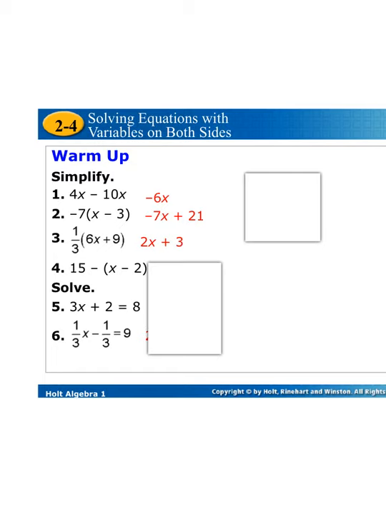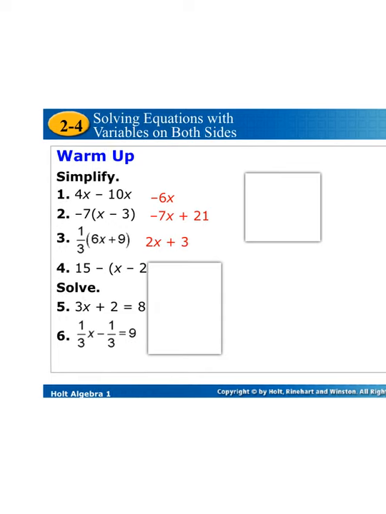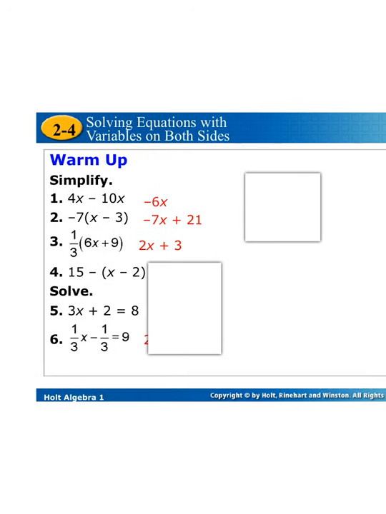So a few things to watch out for. One is, of course, watching our signs when we distribute, remembering that this would give us minus 7x plus 21 as we distribute the negative 7 to the negative 3. Remembering how to multiply fractions. 3 goes into 6 twice, and 2 times 1 is 2x. 3 goes into 9 3 times. 3 times 1 is 3. That's where that came from.